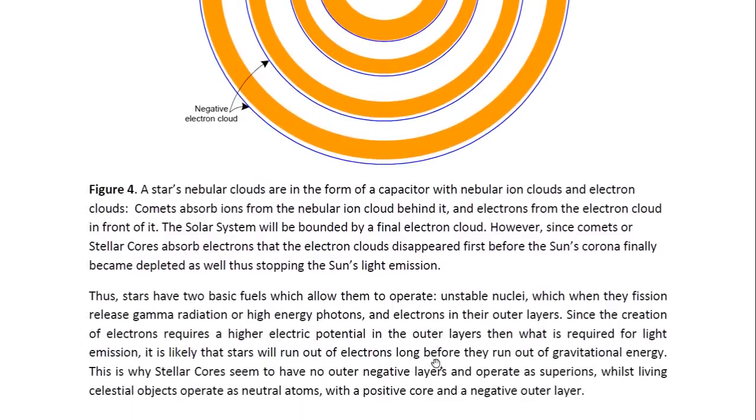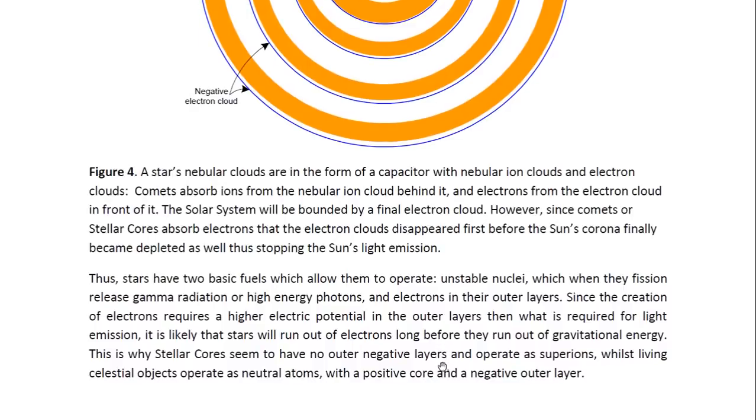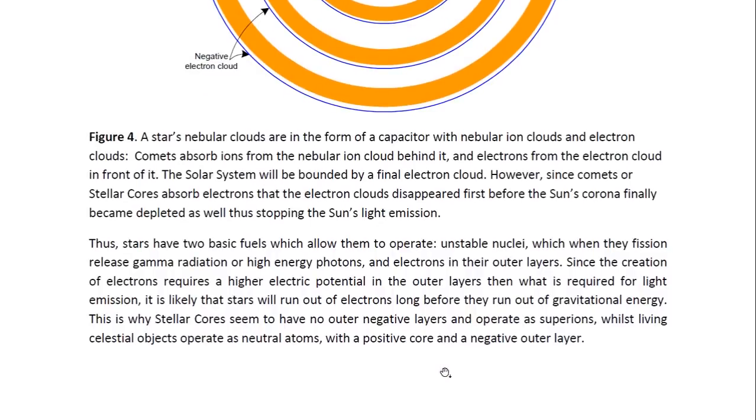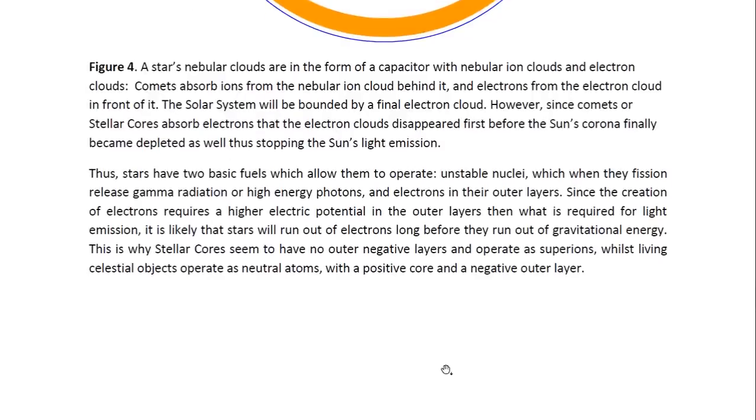The stars have two basic fuels which allow them to operate: unstable nuclei, which when they fission release gamma radiation or high energy photons, and electrons in their outer layers. Since the creation of electrons requires a high electric potential in the outer layers than what is required for light emission, it is likely that stars will run out of electrons long before they run out of gravitational energy. This is why stellar cores seem to have no outer negative layers and operate as superions, whilst living celestial objects operate as neutral atoms with a positive core and a negative outer layer.